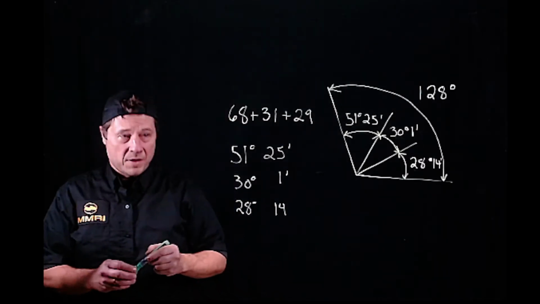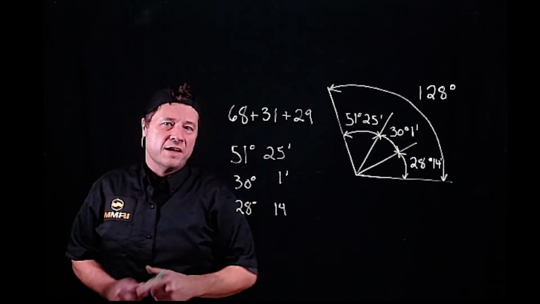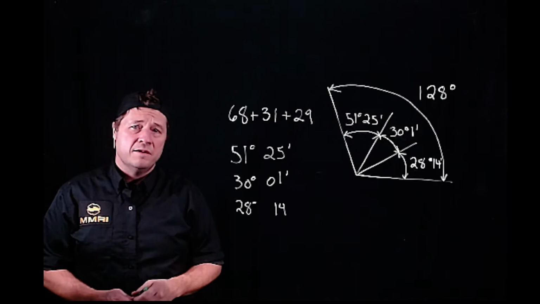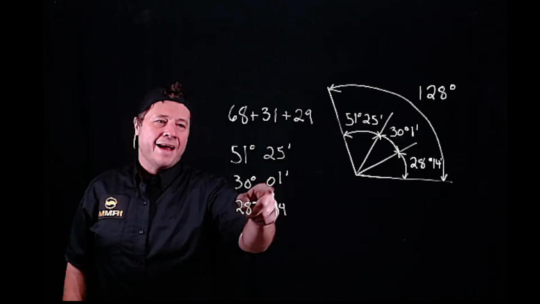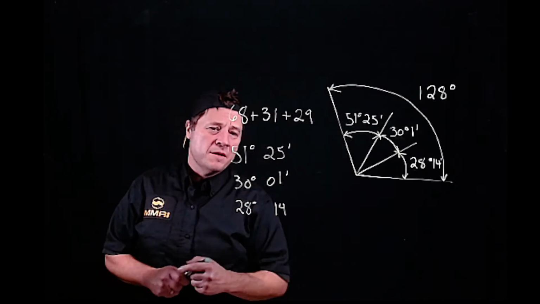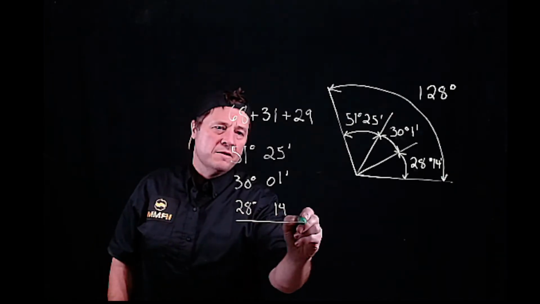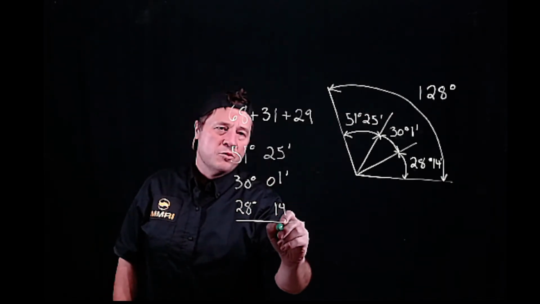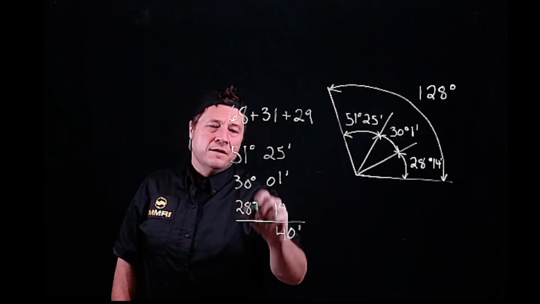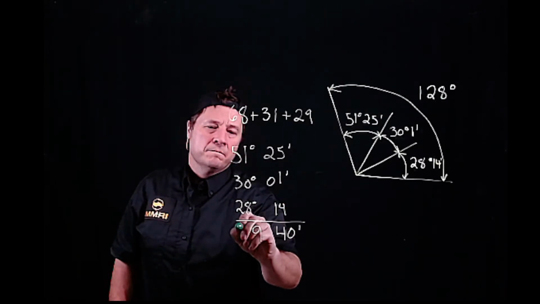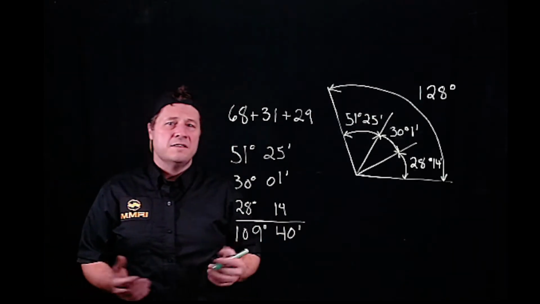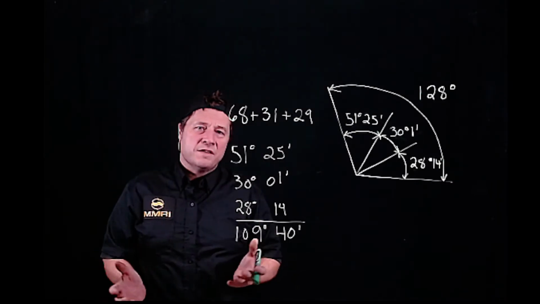And please be aware that 1 is in the right column. So if you're adding minutes, you might want to remember to put a 0 in front of the 1, okay? Don't accidentally write the 1 here and make it a 10, okay? So if we add these up, we start from the right-hand side, right? 14 plus 1 is 15, plus 25 is 40. So 40 minutes, and then 109 degrees and 40 minutes. So it works out to a nice round number, right? Nice and easy.